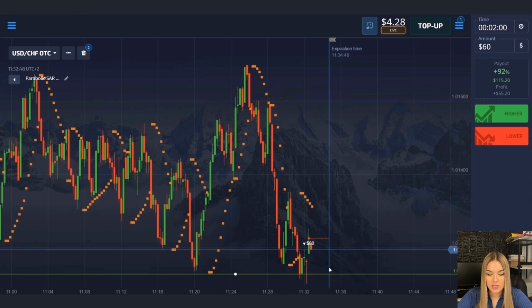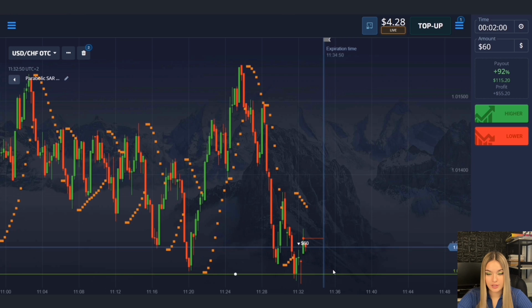So I think the price will continue its movement to this level and it will be broken, since the price has a very good potential to decrease. And so friends, let's wait for the end of our deal.